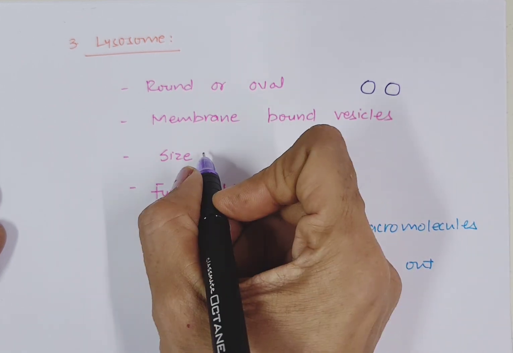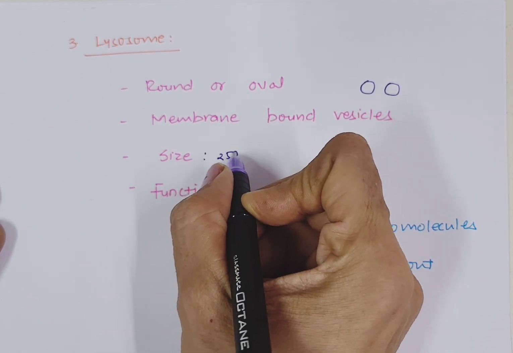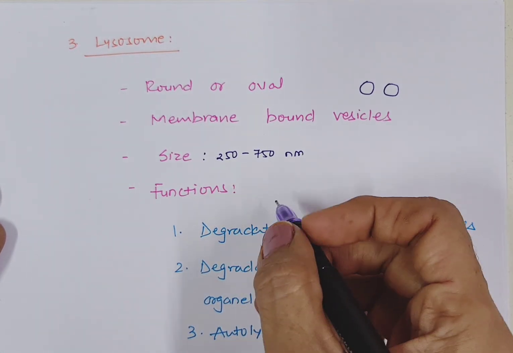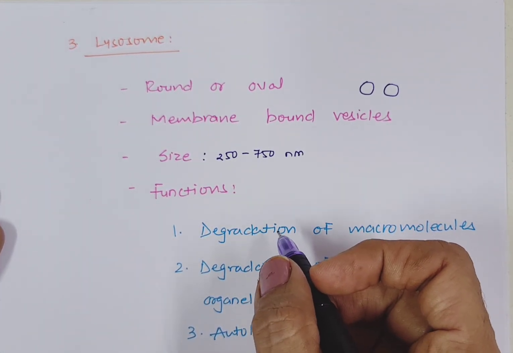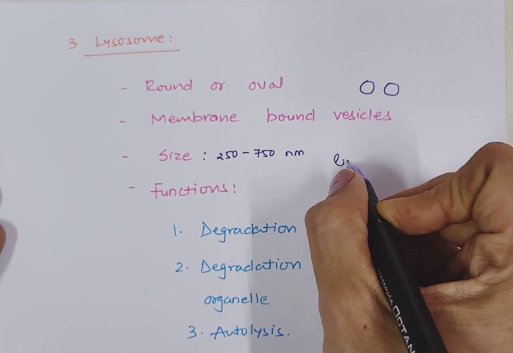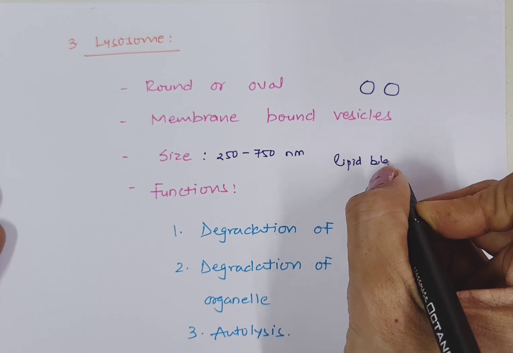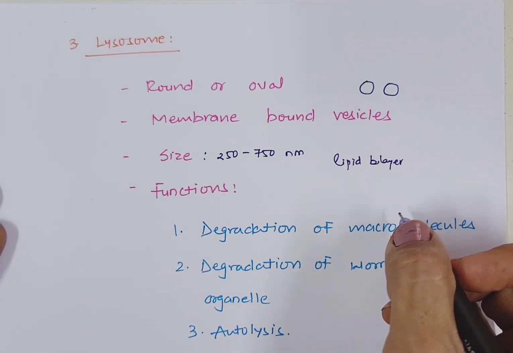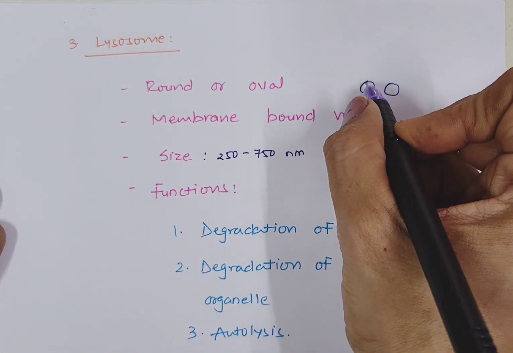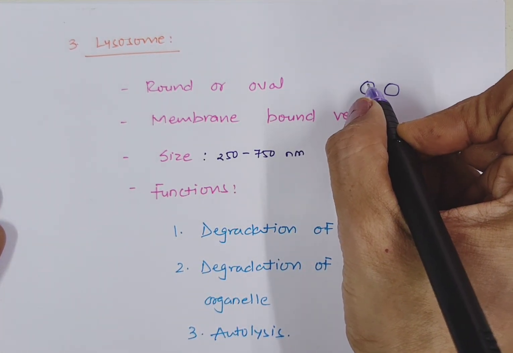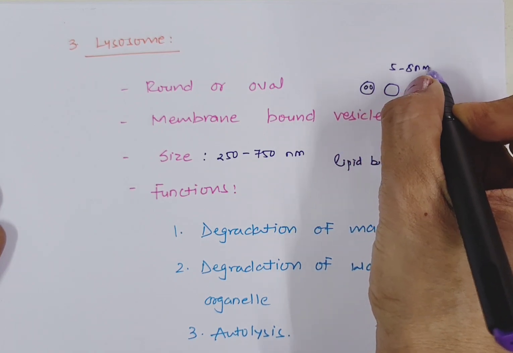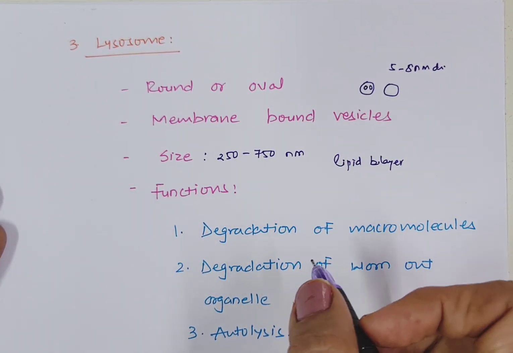The size of the lysosome is about 250 to 750 nanometer diameter. One of the important characteristics here is that the lysosome has the thickest covering membrane, which is again made up of a lipid bilayer. Why is it important? Because lysosomal enzymes may destroy the other organelles. You can see the lysosome has many granules, and their size is about 5 to 8 nanometer diameter, and these granules contain various enzymes.